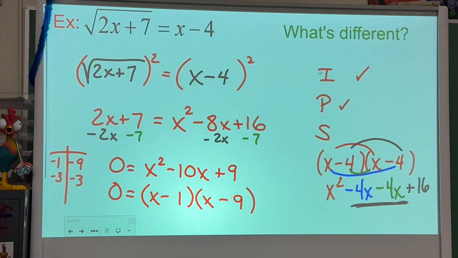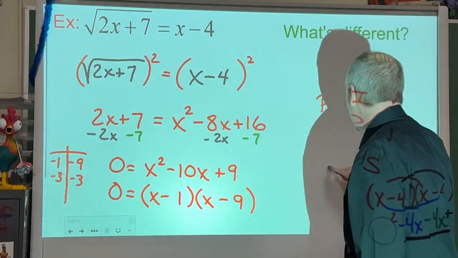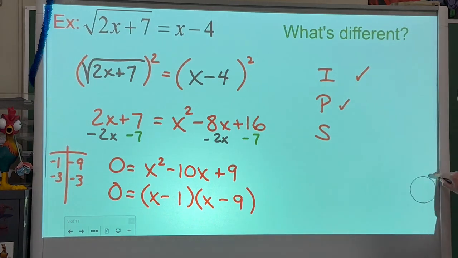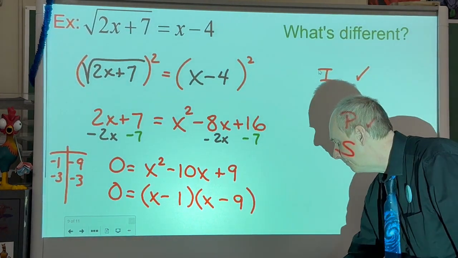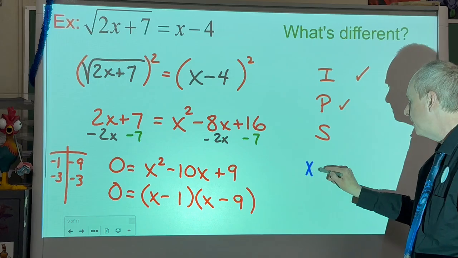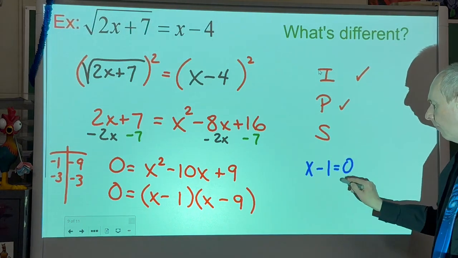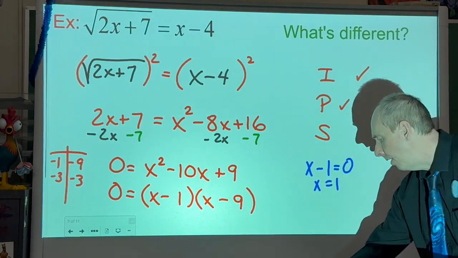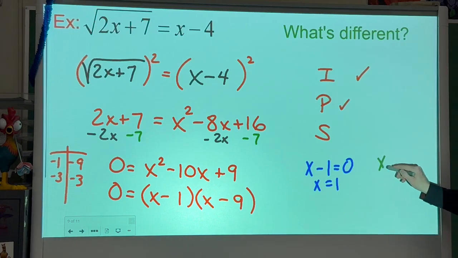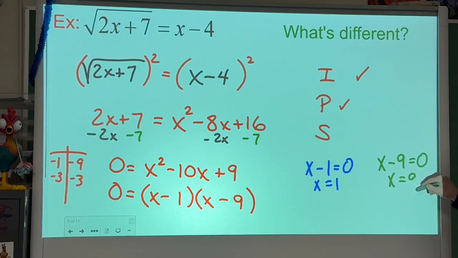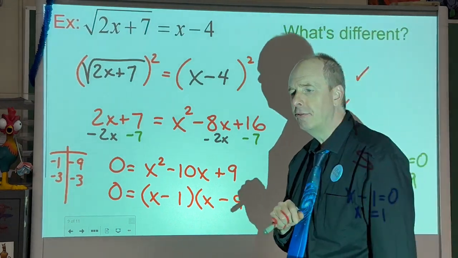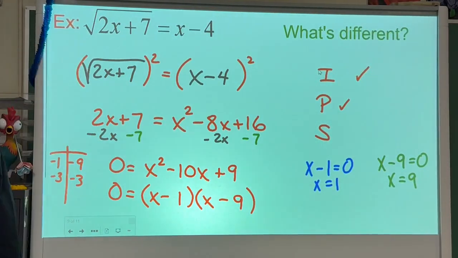different x values. I'll take my first factor. We're up to the solve part. First factor, x minus 1, set it equal to 0. Add 1 on each side, x is 1. Second factor, x minus 9 equals 0. Add 9 to each side, x is 9. There's my two solutions. The bad news is they might not both work. Maybe they both work, maybe one of them works, maybe neither of them works.